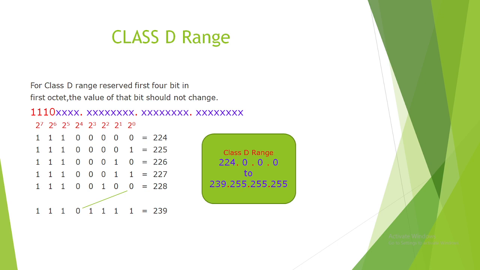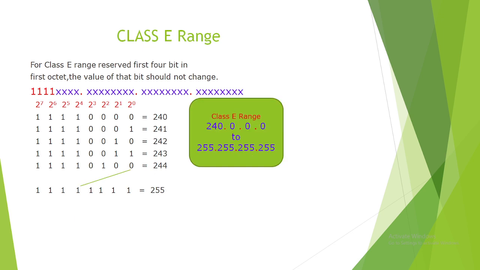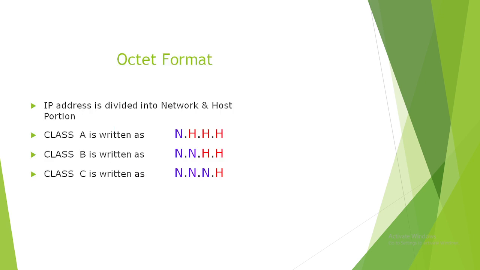And the class D range: the first 4 bits, 1110, should not be changed. Here we are using 224 to 239. And this is the class D. Class E: the first 4 bits are ones and should not be changed, and 240 to 255 is what we are using for this one.